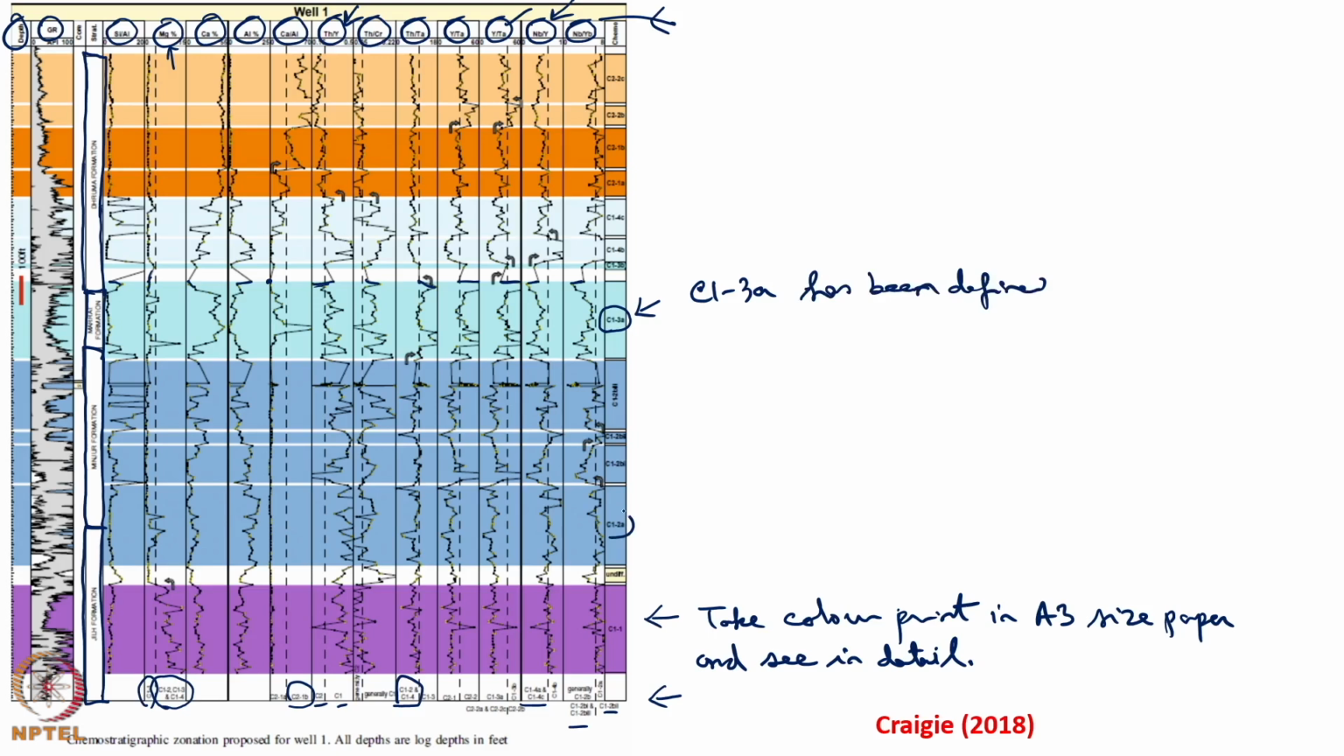For the other units, are you able to see interesting changes in the ratios or in the percentages? That is why I am asking you to take a color print on A3 size paper and see in detail. Not all the ratios will show increase or decrease, but most of the ratios can show increase or decrease patterns.